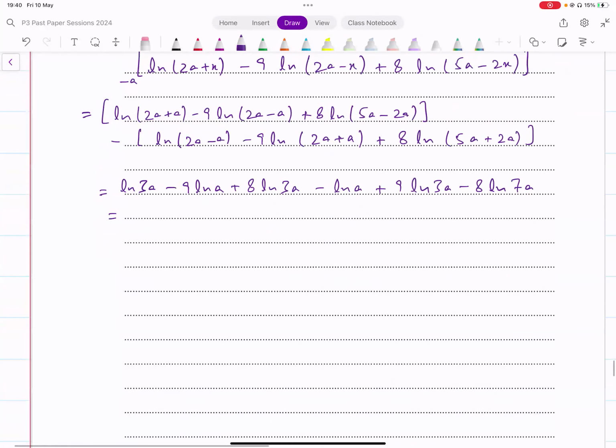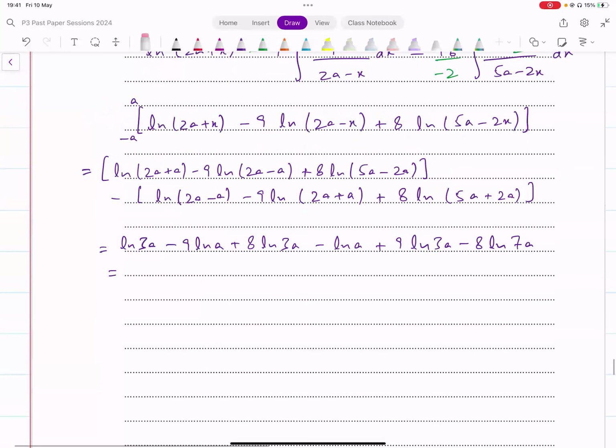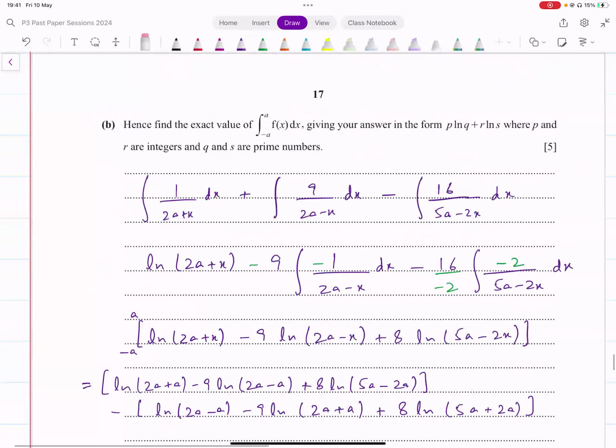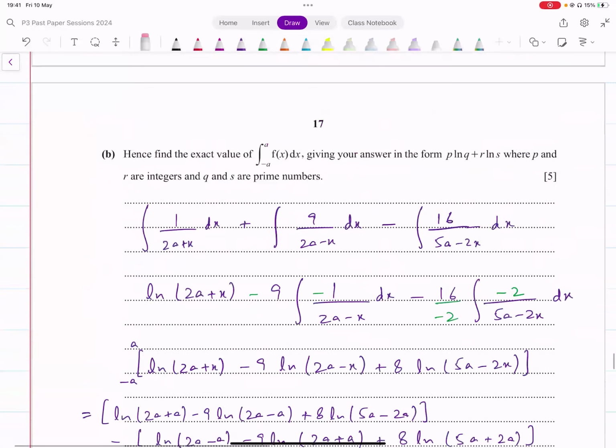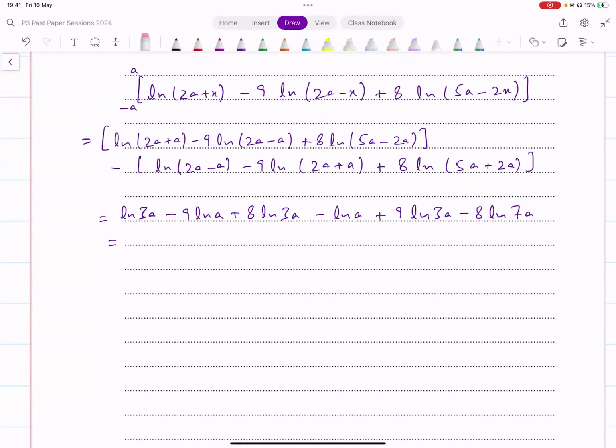Now, let's simplify this further. ln 3a, ln 3a, ln 3a. We can add and subtract these terms. 1 plus 8 plus 9, that is 18. I hope there are no careless errors here, right? What did we want in terms of q and s? They are integers. Q and s are prime numbers. Okay, can you spot any careless errors here? I think that's all right.